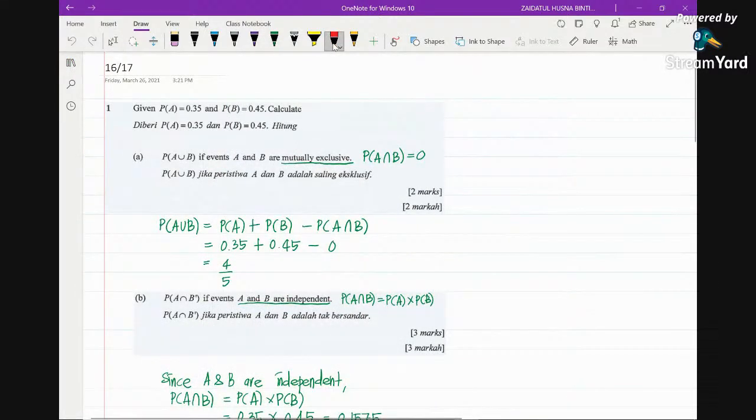16-17. This question is very straightforward. We are given PA and PB. So calculate PA union B if events A and B are mutually exclusive. So again, let's recall the concept of mutually exclusive events. The keyword here is exclusive.